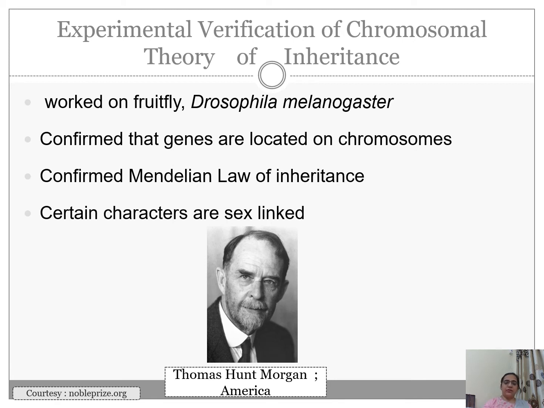Experimental proof of the chromosomal theory of inheritance was given by Thomas Hunt Morgan. He worked on fruit fly. The scientific name of fruit fly is Drosophila melanogaster. With this experiment, he confirmed that genes are located on the chromosome. He also confirmed the Mendelian law of inheritance. Apart from this, there was one more observation that certain characters are sex-linked and they will not show independent assortment.